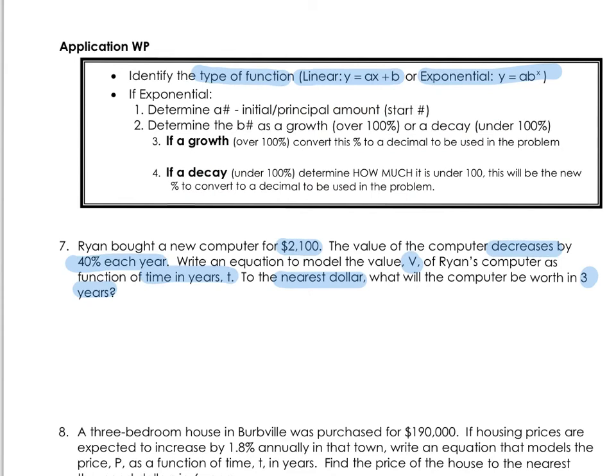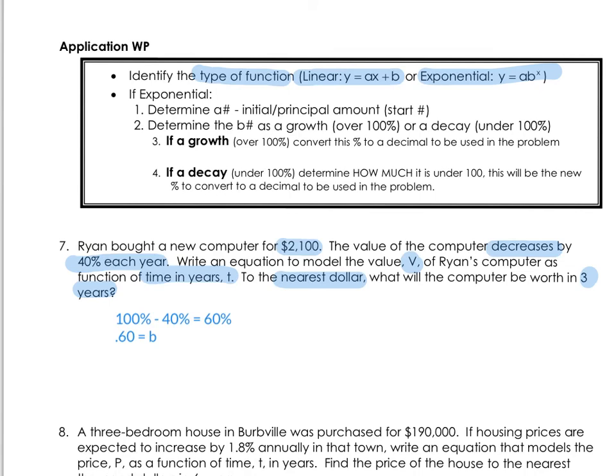So before I can find what it'll be worth in 3 years, I want to just start by writing an equation. So since it's decreasing by 40%, that means we're starting with 100% and we're decreasing 40%. We're losing 40%. That means the computer is only worth 60% of the initial value. So now I have the 60%. I can change that to a decimal to be 0.60. That's my new b number.